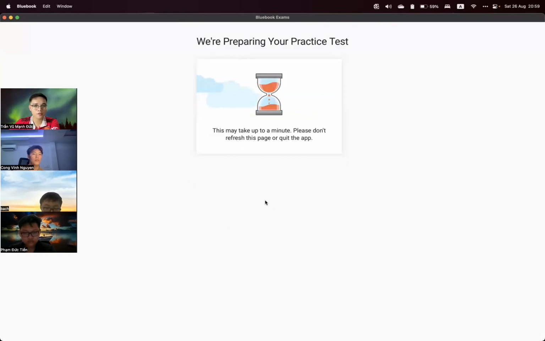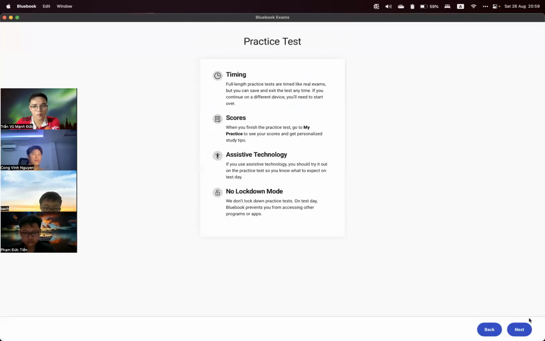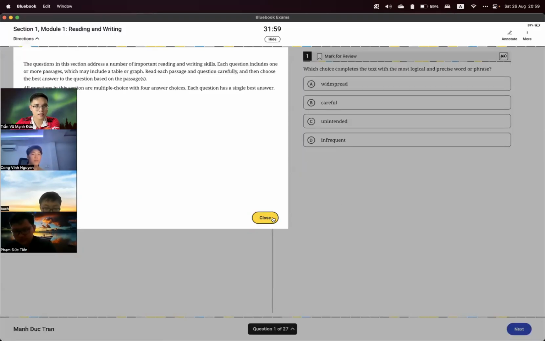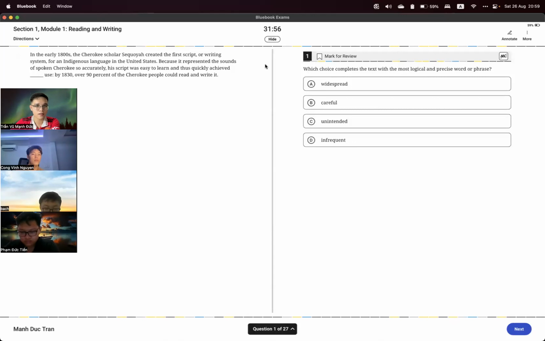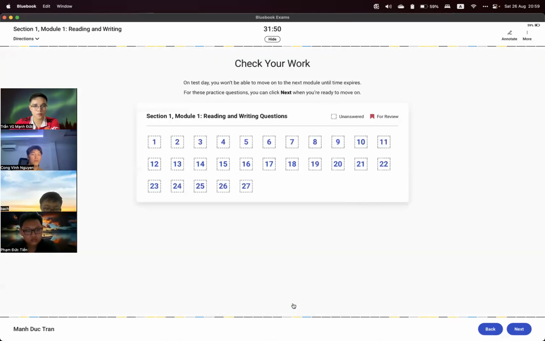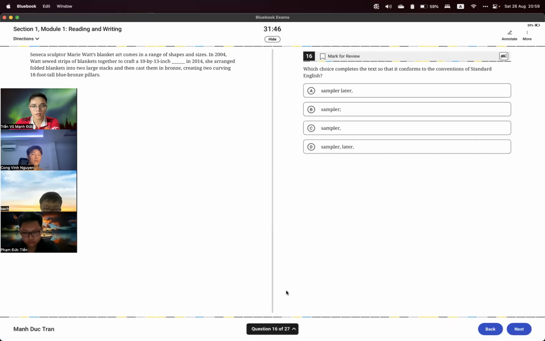It will send you to a page. This will be the entire suite. This will be what you're looking at when you're taking the SAT. It's exactly like this. The entire interface is like this. So this is the time, I'm sure you've known it already. And then this is the review page, unanswered for review and things like that. And yeah, it's nothing much.